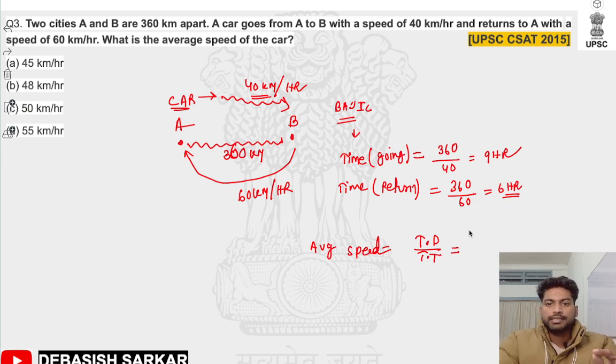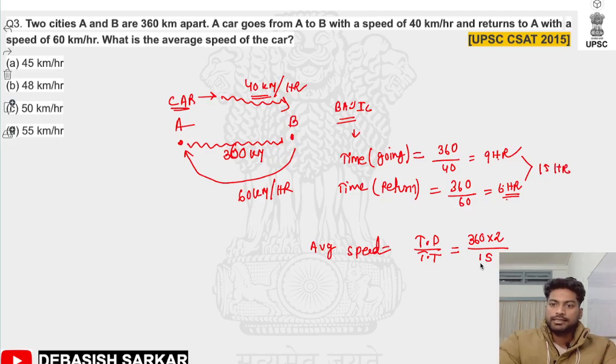Look, total distance was 2 times 360. Why? 360 going, 360 coming. So it's 720, or you can write 360 into 2. And total time, look, 9 and 6 will be added, that is 15. Total time of the journey was 15 hours.